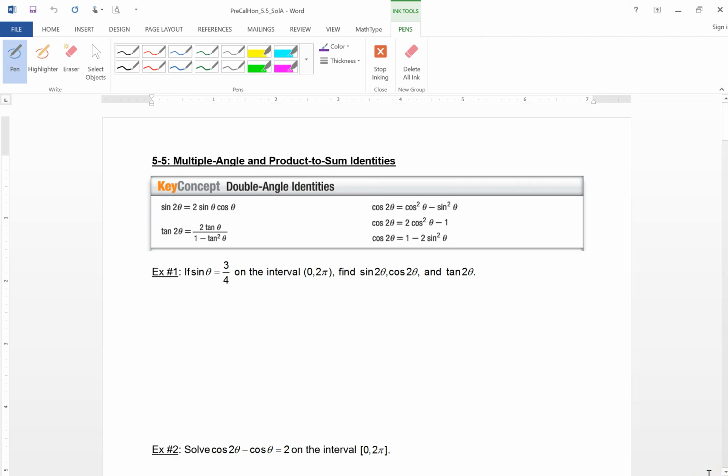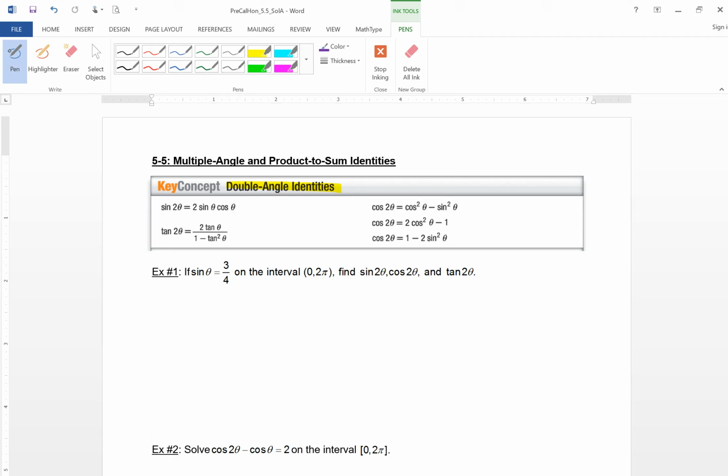Okay, so here we have our multiple angle and what we call product to sum. Let's talk about double angle identities. Okay, double angle identities are, first of all, a double angle is when your angle has changed. So let's just talk about what that means for a minute.